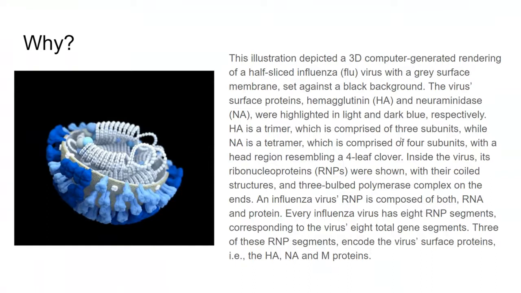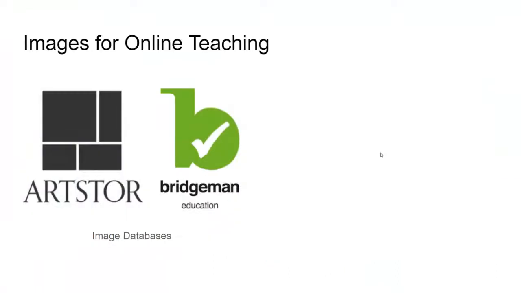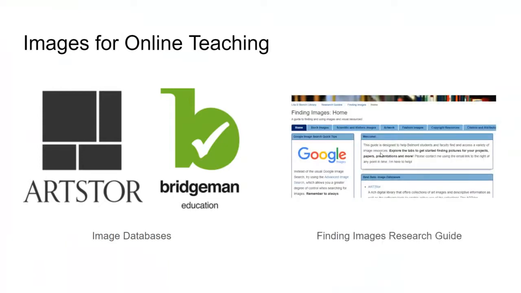Just a note, these image resources can be used in all classes, not just the fine arts ones. And while you could, of course, use Google Image Search and other image search engines to find pictures, you can find some really interesting high-quality images from trustworthy sources you might not have found otherwise. Today I want to talk to you about two places to find images through the library. The first is our image databases, including ArtStore and Bridgman. And then I want to talk to you about our Finding Images research guide.